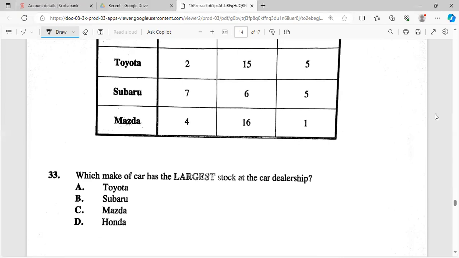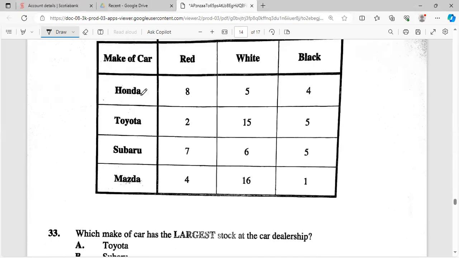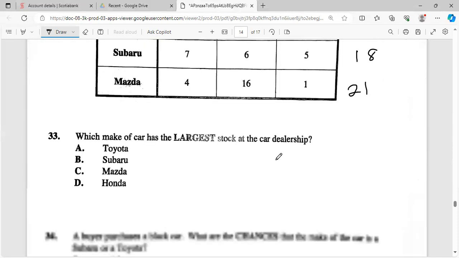So let us add up across. This is just the color, right? But if you want to know Honda, we have 8 red, 5 white, and 4 black. So in order to get the total for Honda, I will put it over here. 8 and 5 is 13, plus 4 is 17. Then 22 for Toyota. 7 and 6 is 13, plus 5 is 18. And Mazda 21. So yeah, Toyota. Sorry, girls who love the Honda. It's Toyota.